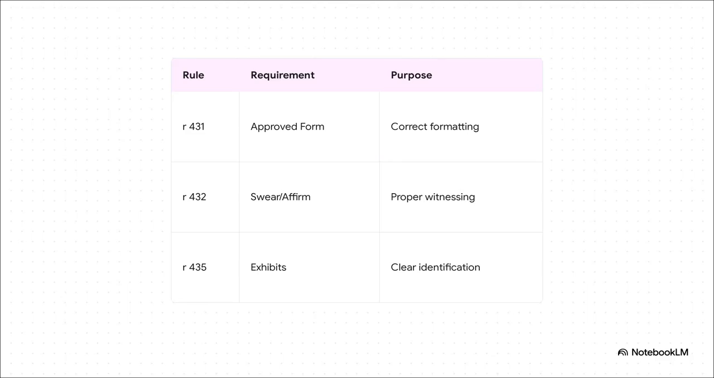Look, getting the content of an affidavit right is half the battle, but the technical stuff, the formalities, those are completely non-negotiable. Rules 431, 432, and 435 lay out the mandatory checklist. It's got to be in the right form, it has to be sworn properly, and any exhibits must be marked correctly. A mistake here isn't just a minor slip-up. It can get your crucial evidence thrown right out of court.